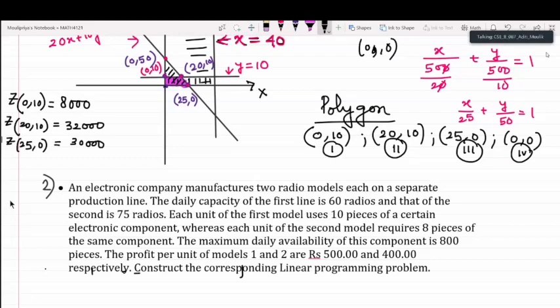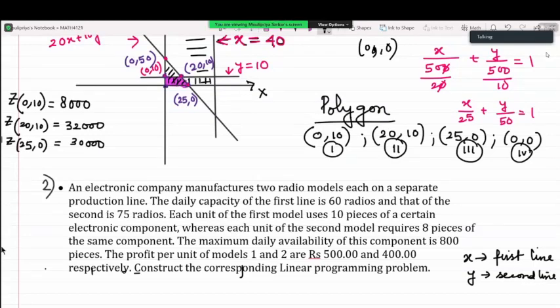Ma'am, done with the formulation. We will take the number of model 1 as x and the number of model 2 as y. So X is the first line or model 1, and Y is the second line or model 2. Are we required to maximize something or minimize something? This being a profit problem, we are required to maximize the profit. So we can say max Z equal to 500x plus 400y.